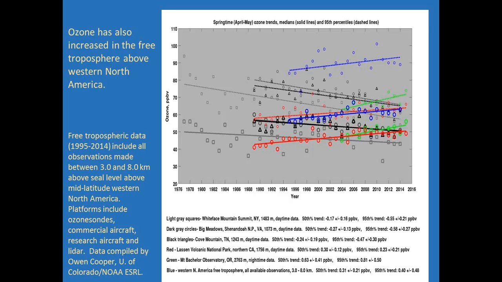And this is a composite of all the ozone sondes, research aircraft, commercial aircraft, and LIDARs we could get our hands on. And that's also going up at the exact same rate as Lassen Volcanic National Park. So just some more evidence that in terms of the western U.S., at least in springtime, background ozone is an ongoing issue, and it's a good chance it will offset some of the emission reductions in the western U.S.